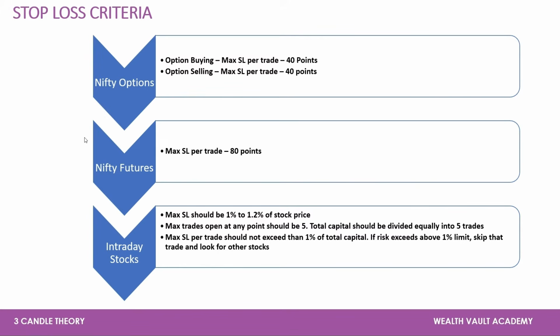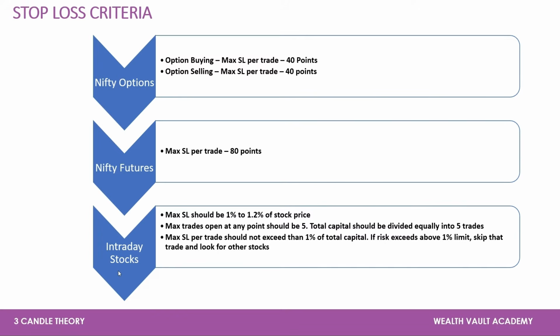Now, many of you have asked about the stop loss criteria, so I am explaining here. In case of Nifty options, for option buying and option selling, whenever you are using this strategy on an options chart, your max SL per trade should not exceed 40 points. If it is exceeding 40 points, you should immediately skip that trade. In case of Nifty futures, max SL per trade should be 80 points. It should not cross above 80 points in any case. And for intraday stocks, max SL should be 1 to 1.2% of the stock price. Remember this point, very important.